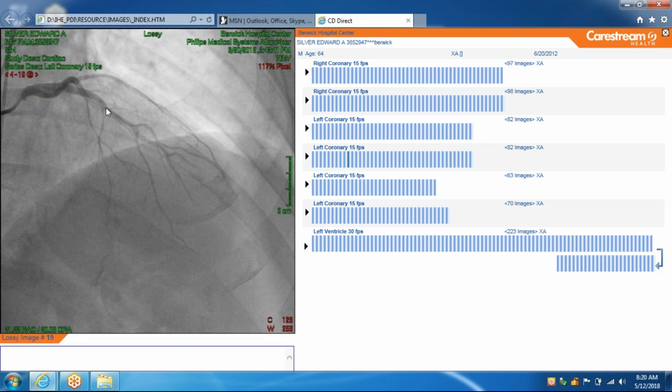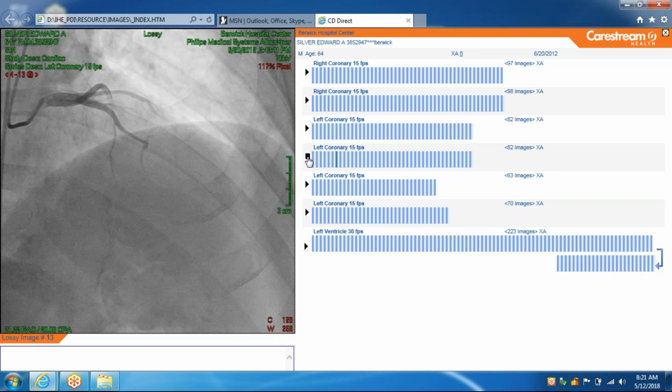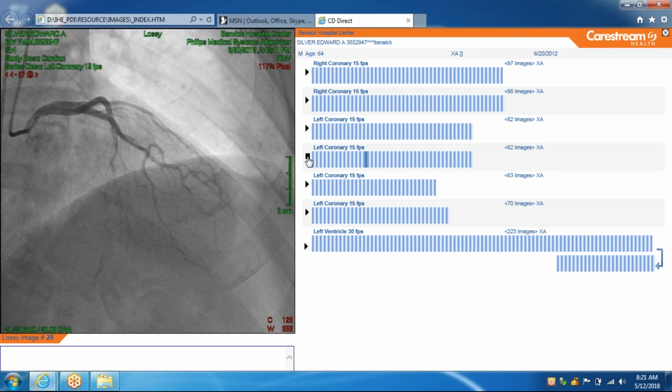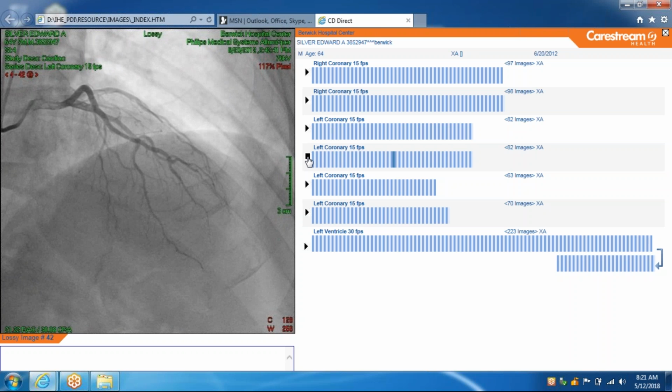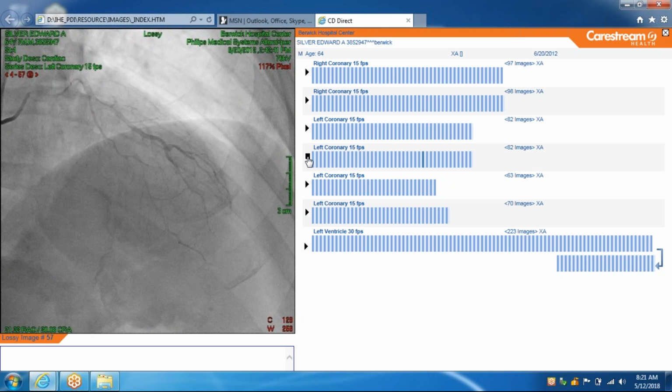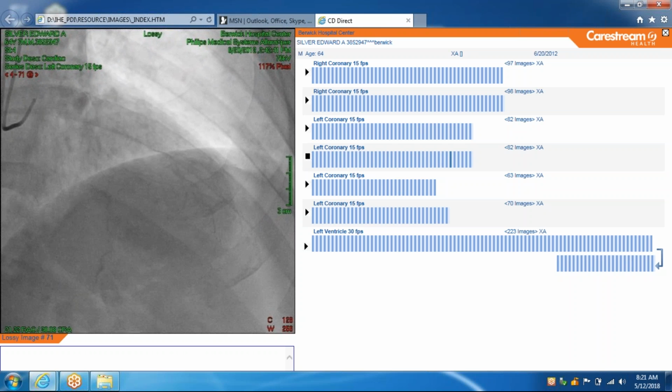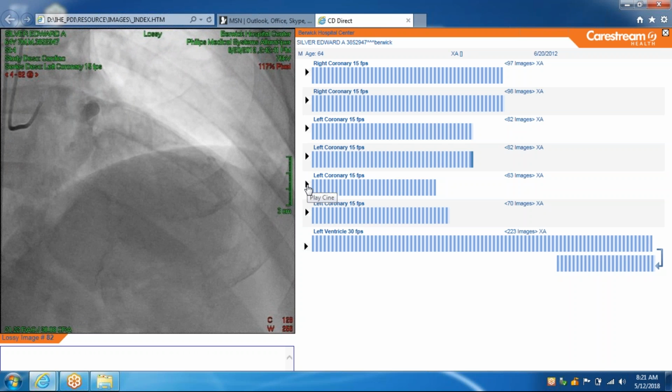This is going to be your LAD. The LAD is the vessel that loops around the apex of the heart. It comes in the front of the heart and loops down, goes towards the apex. And then the circumflex is going to be right there. So it's important to properly identify your blood vessels, because you need to know which vessel is occluded, or where the pathology lies.